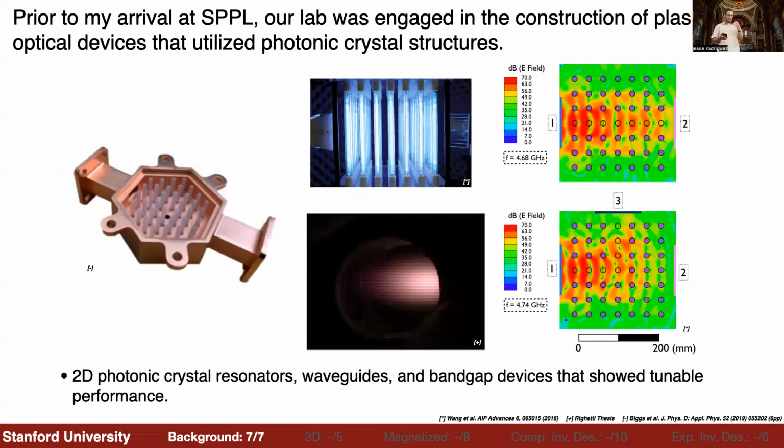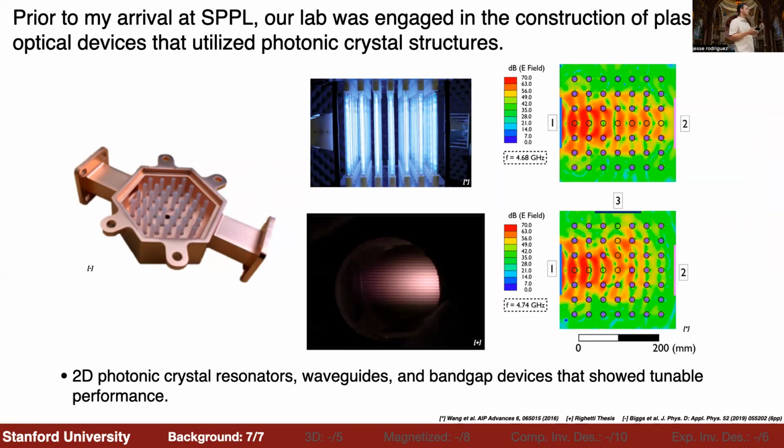So when I came here to Stanford, our lab was engaged in the construction of plasma-based optical devices that utilize mostly two-dimensional photonic crystal structures. So you can see here, it's like a square array of plasma elements. And again, I'll get back to the dimensionality. I'll explain exactly what I mean by that. But it's really just the number of heterogeneous directions where the material changes. But I'll be more clear about that in a moment.